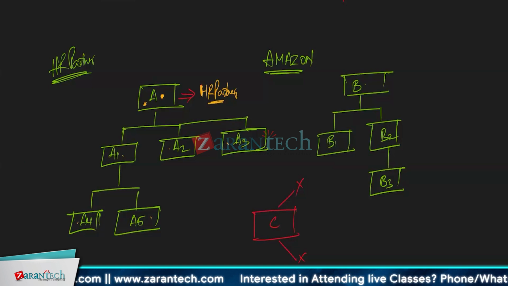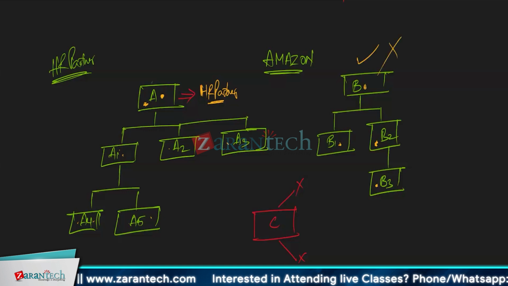This is assigned as a superior to A1, so there are subordinates. This is assigned as a superior to B1, B2. B1 is assigned as a subordinate to B. B2 is assigned as a subordinate to B. B3 is assigned as a subordinate to B2. B2 is assigned as a subordinate to B and a superior to B3. So there are assignments here as well, so it will not assign anyone here. It is only assigning here.